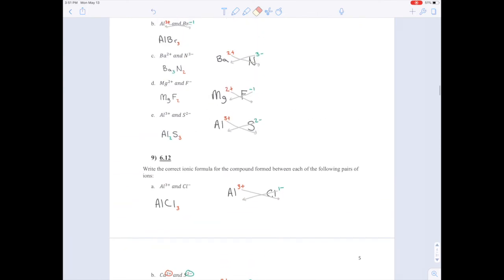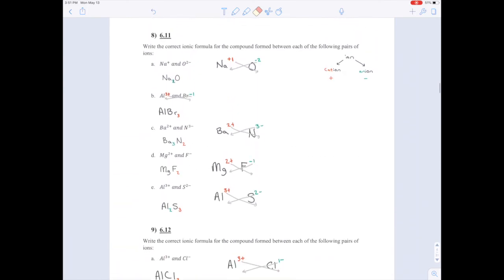So what you would want to take away from this is that you can find the ratio that 2 ions combine in by crisscrossing the charges in the top right of each ion to make them go to the bottom right of the other element.